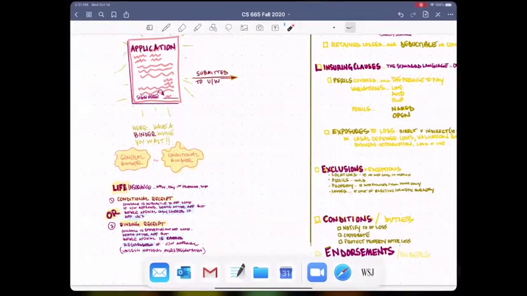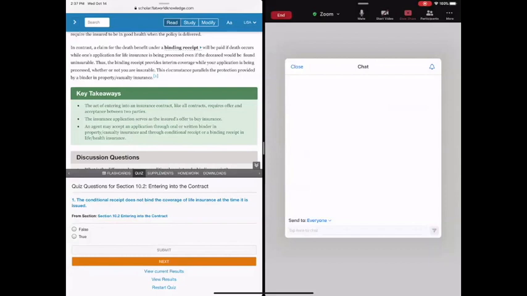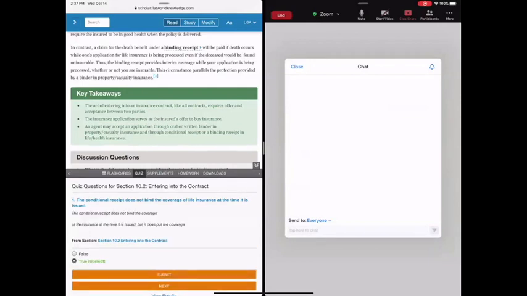Let's do a quick quiz. Okay, are you guys ready? The conditional receipt, true or false? The conditional receipt does not bind the coverage of life insurance at the time it is issued. Is that true or false? I'm seeing some nods. It is true, it does not. A general binder binds the coverage at the time it's issued. But if it's a conditional, we've got to wait until the underwriter approves it.